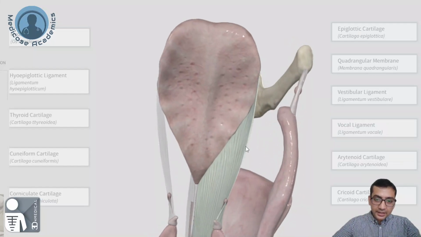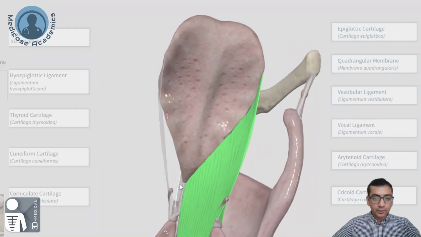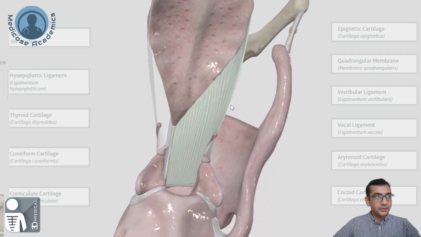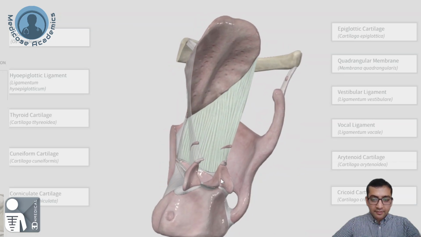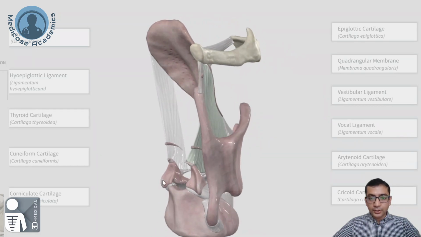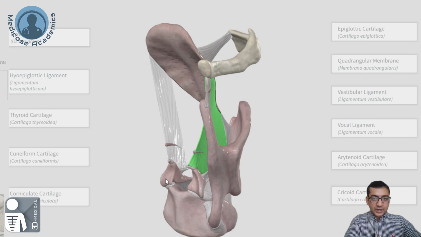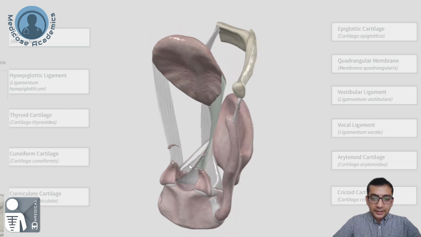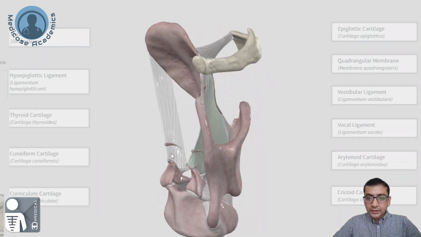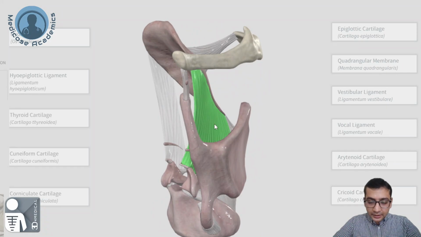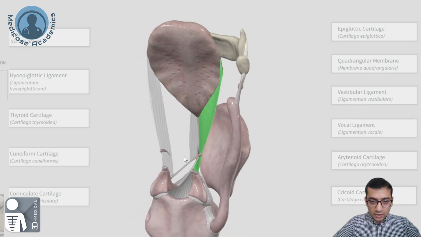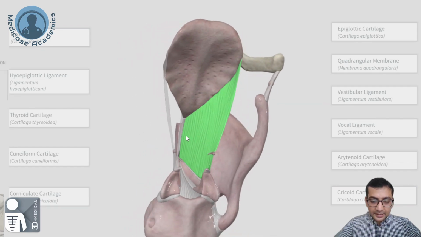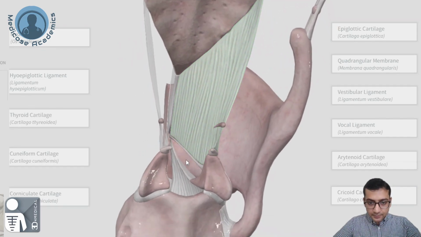Anteriorly, it is attached all the way to the epiglottis. It is attached to the lateral margin of the epiglottis. Simple. If we look posteriorly, it is going downwards in the inner aspect of the thyroid cartilage. And here again, I'm going to remind you that here it is making the medial wall of the piriform fossa that we saw earlier, and it is ending here in the free margin.